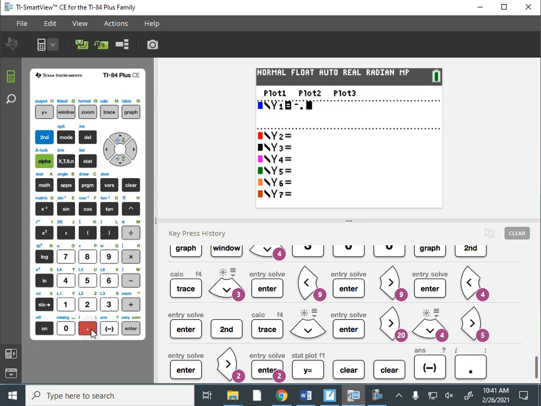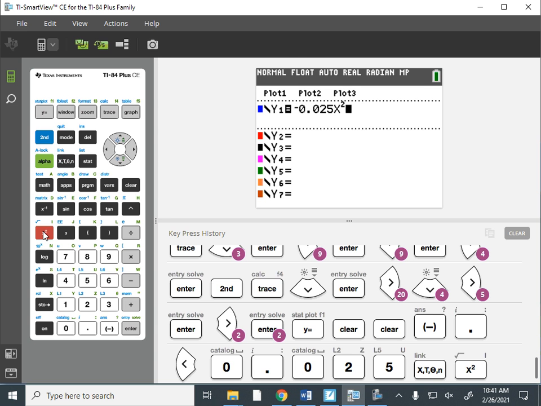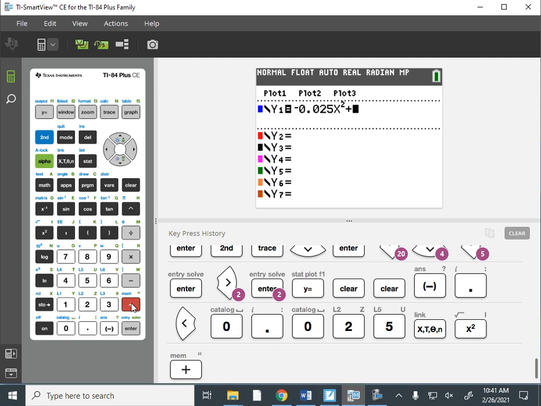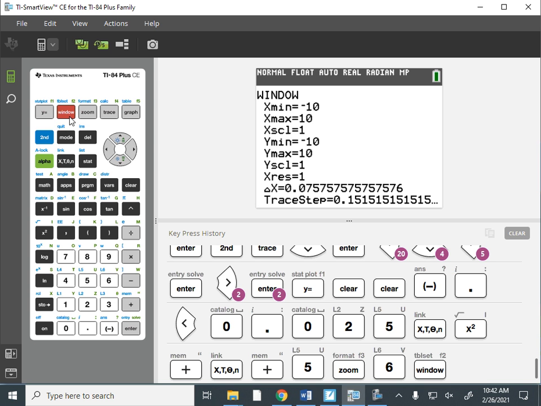Negative 0.025x squared plus x plus 5. Yes, there's these there, but we're just going to use x plus 5. I'm going to hit zoom 6 to get a normal graph. As you can tell, we can't really see how far or where it landed or what's next. So we have to kind of adjust our window.